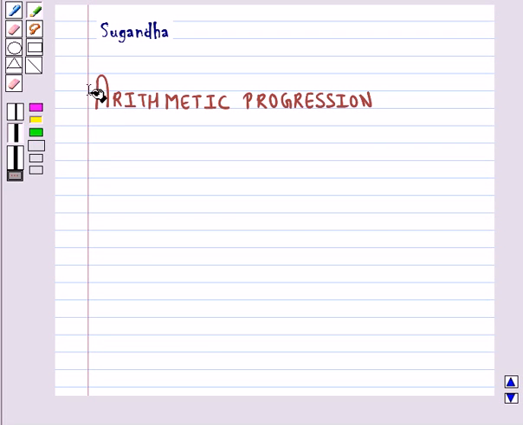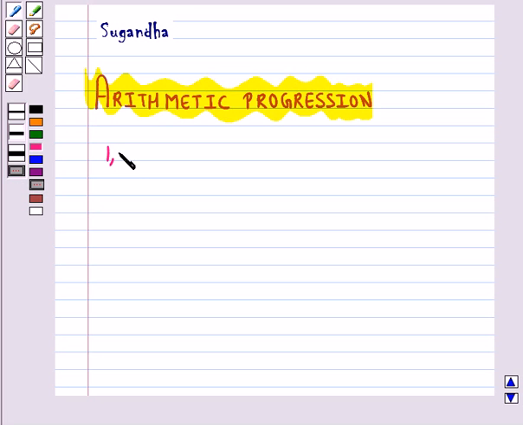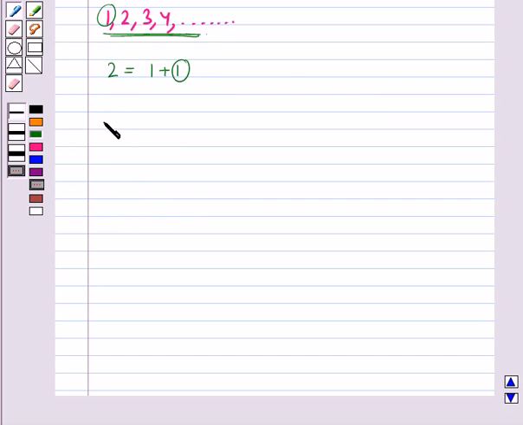In this session, we will learn about the arithmetic progression. Consider a list of numbers 1, 2, 3, 4, and so on. In this list of numbers, as you can see, each term is one more than the term preceding it. That is, the successive terms are obtained by adding a fixed number to the preceding terms. As in this case, the successive term 2 is obtained by adding a fixed number 1 to the preceding term 1 of the list. Such a list of numbers is said to form an arithmetic progression.